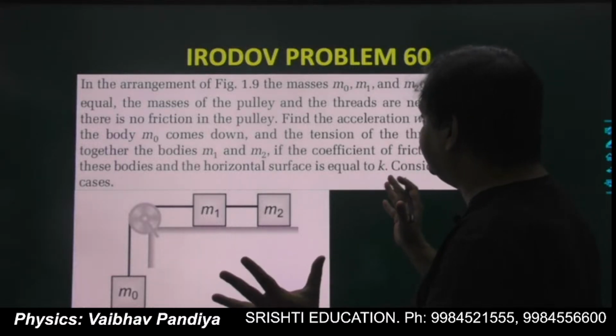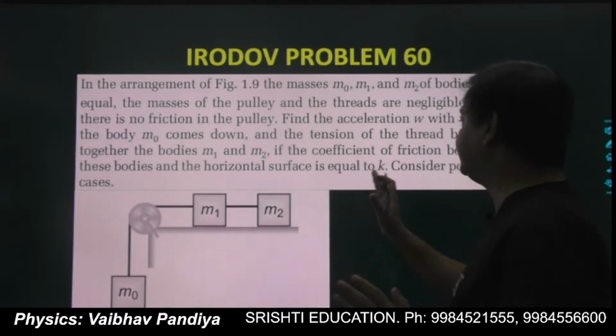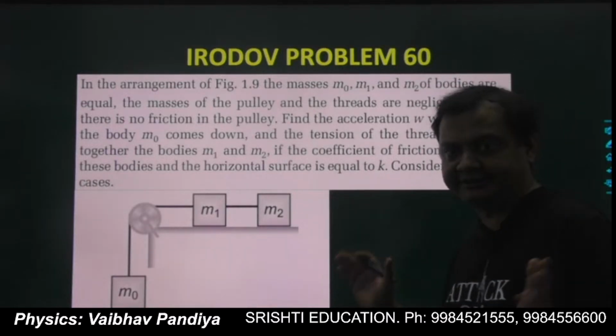and the tension of the thread binding together the bodies m1 and m2. If the coefficient of friction between the bodies and the horizontal surface is k, consider the possible cases.